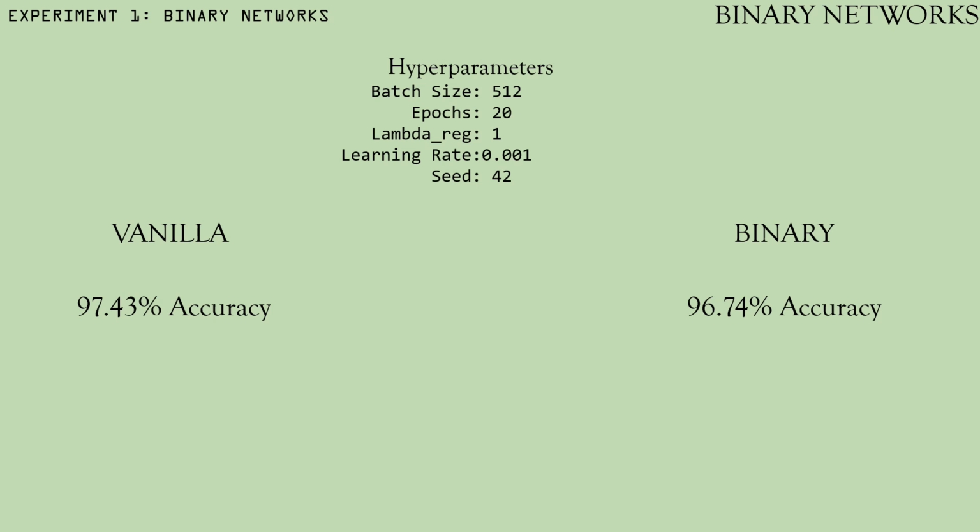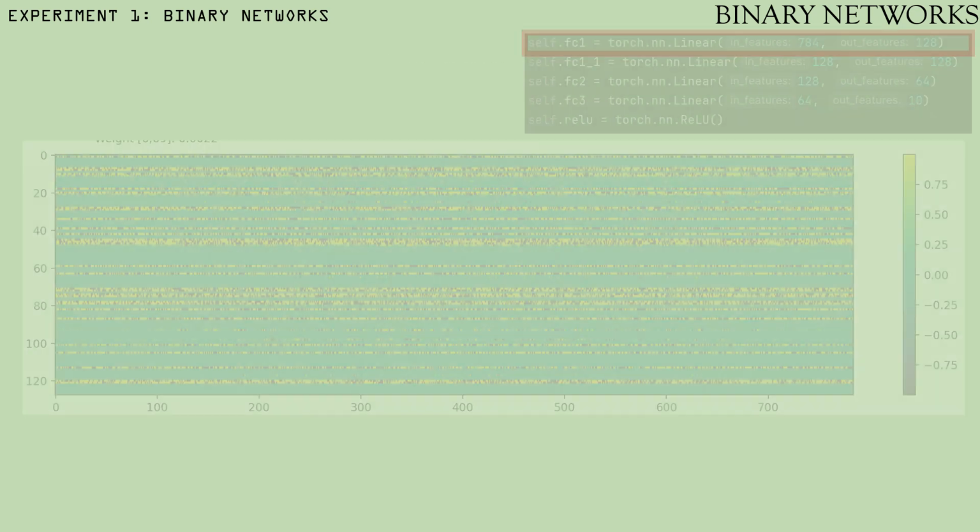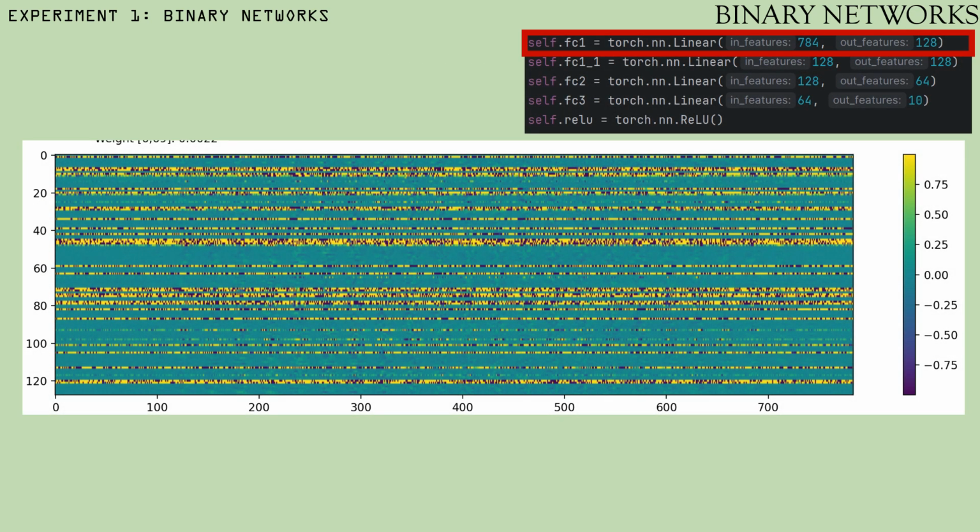This is the outcome compared between a vanilla MLP and a binary MLP. As you can see, I sacrificed a little bit of accuracy for the sake of binariness, but the outcome is truly interesting. This is the binary layer. So this is layer number 1. It's the input weight matrix. It's 784 by 128. It's pretty interesting if you were to compare it.